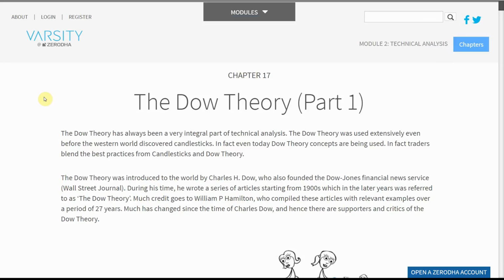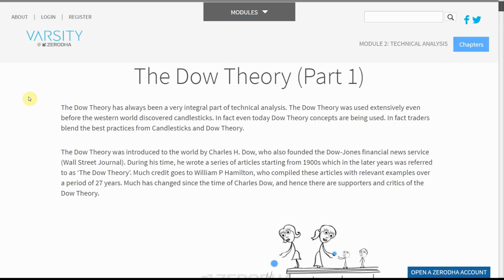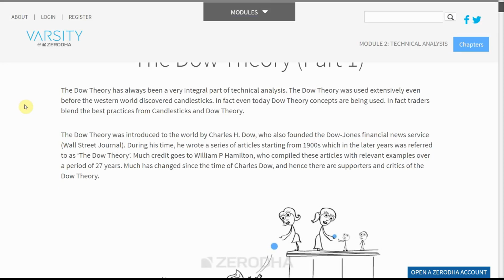Chapter 17. The Dow Theory, Part 1. The Dow theory has always been a very integral part of technical analysis. The Dow theory was used extensively even before the Western world discovered candlesticks. In fact, even today Dow theory concepts are being used. In fact, traders blend the best practices from candlesticks and Dow theory.